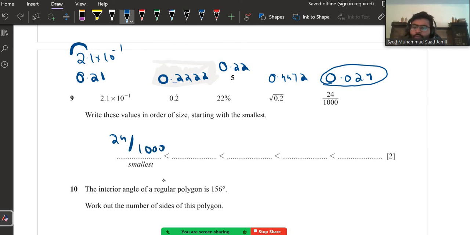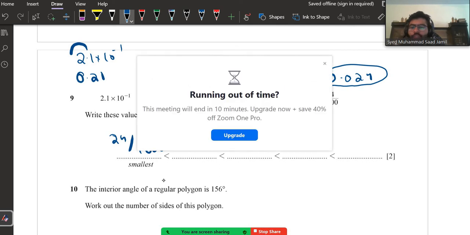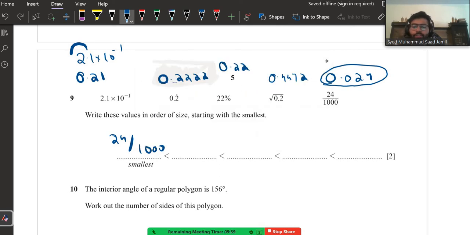After that you have, which number is the smallest? It's 0.21. So just write 2.1 multiplied by 10 raised to power minus 1. After that you have 0.22, which is 22%. Then you have 0.2 recurring one, and then you have under root 0.2.